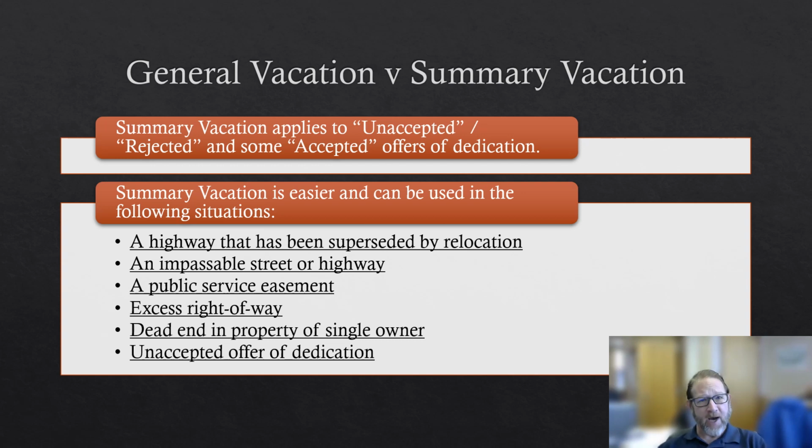On the other hand, we have the summary vacation. And summary vacations are applicable in 6 defined circumstances. It could be in the case of an unaccepted or rejected offer of dedication, as well as some certain types of accepted offers of dedication. And those 6 circumstances are when a road has been superseded or relocated, or a road is impassable, or some type of public service easement that's not a road, or excess right-of-way. Could also be a public road that dead ends onto somebody's property. And lastly, an unaccepted offer of dedication.